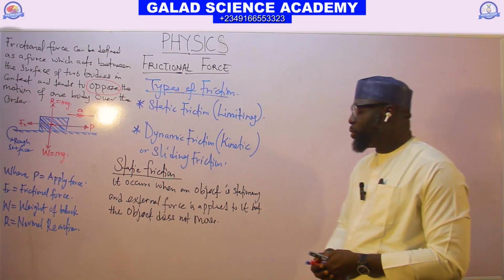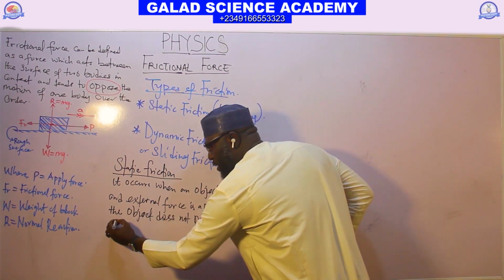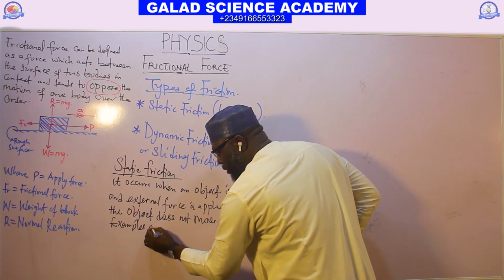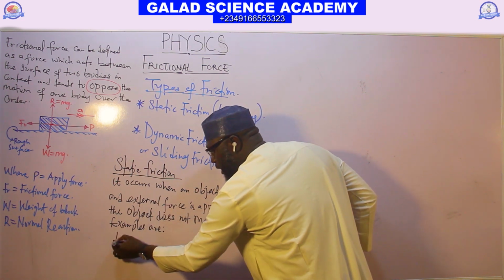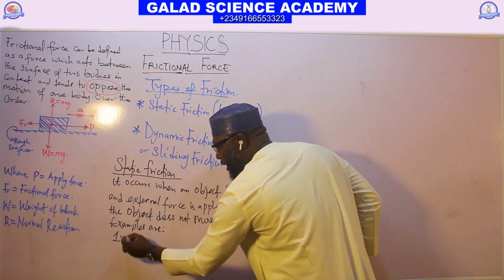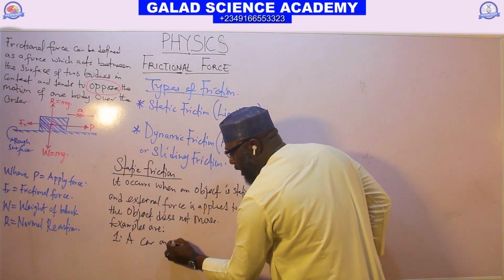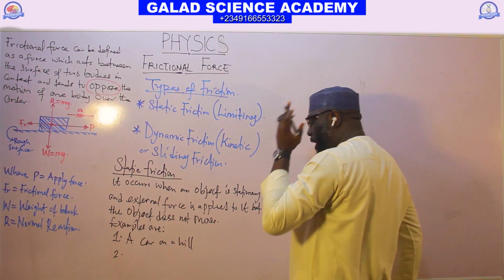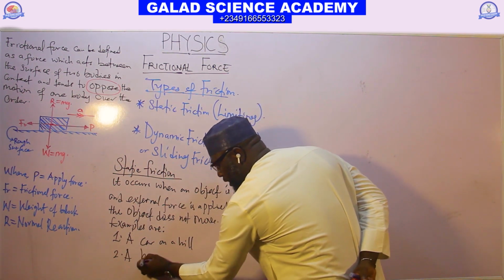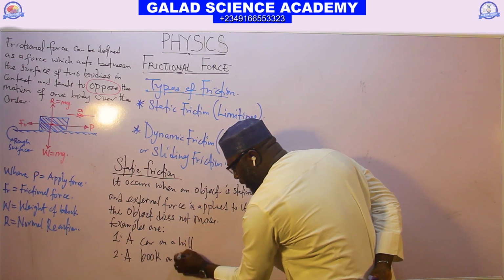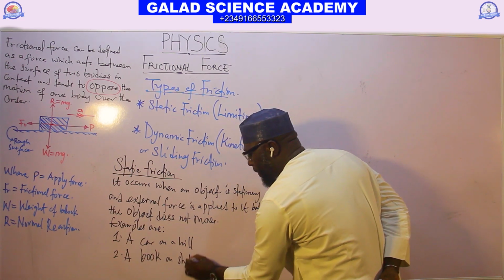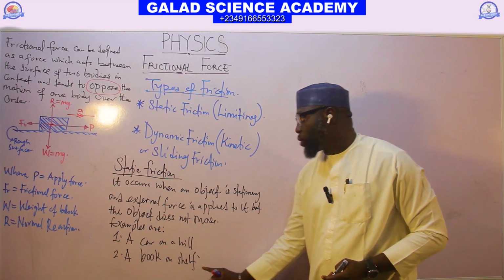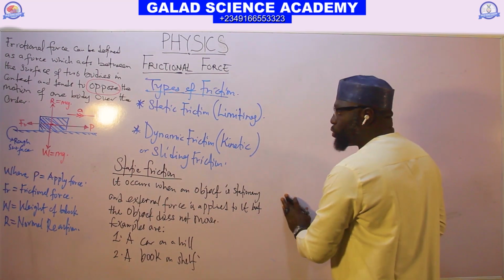An example of static friction: one, we have a car on a hill, and two, we have a book on a shelf. Those are the two examples of static friction. The next one is dynamic friction.